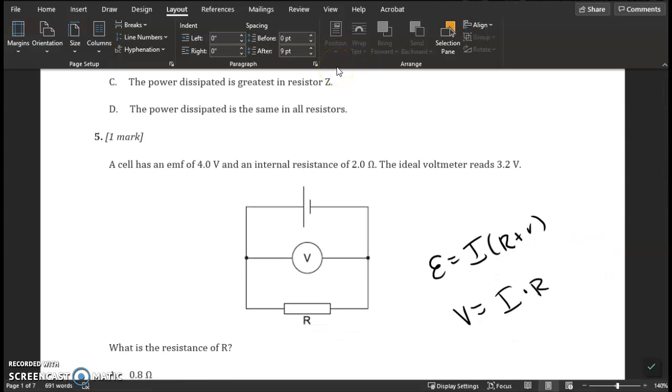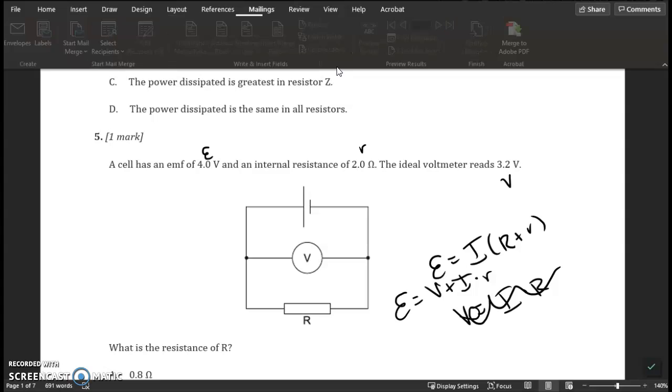Epsilon is equal to I times... So this equation becomes V plus I times R. You should be able to get the voltage from the given stuff. The ideal voltmeter reads 3.2. Okay, you should be able to get the current then. This is your voltage, this is little r, this is epsilon.